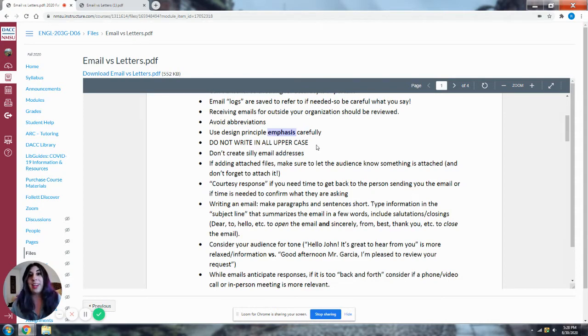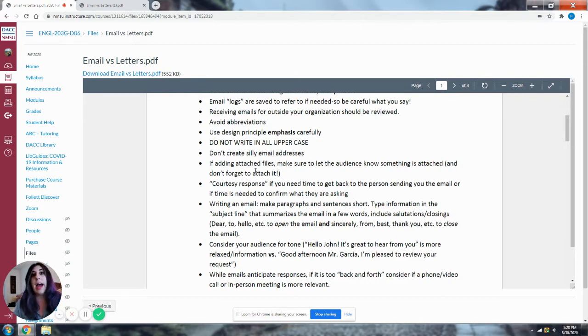Do not write in all uppercase, all caps, because it sounds like you're shouting. It makes the audience think you're shouting or yelling at them, so avoid all caps. Don't create silly email addresses because, growing up, sometimes it's funny, but as an adult in a workplace situation, you don't want to use informal email addresses.